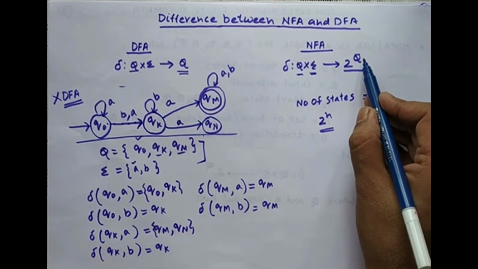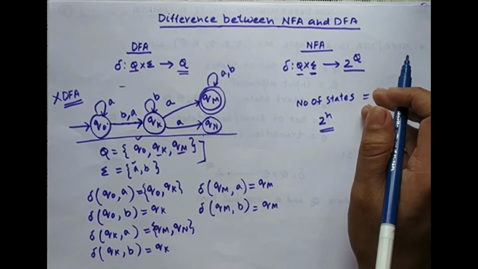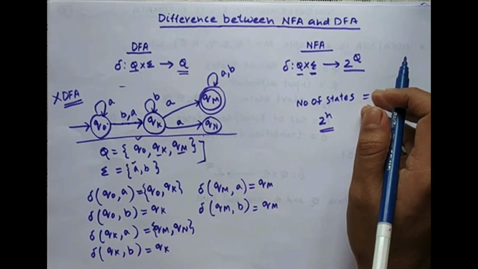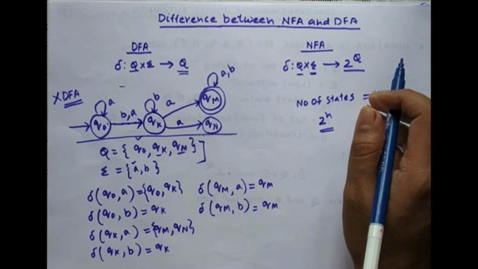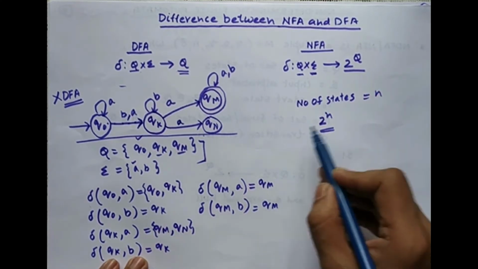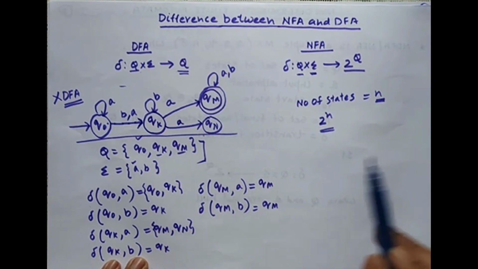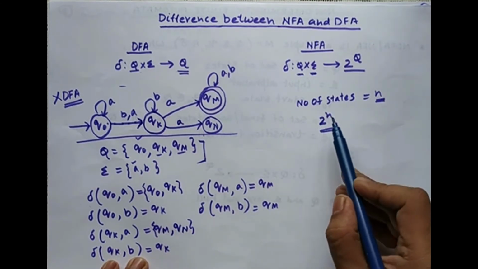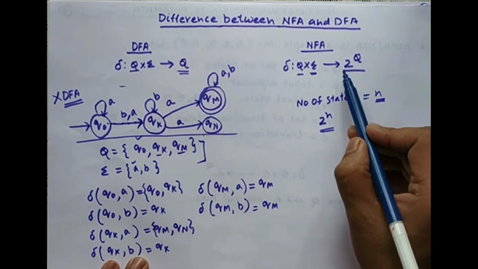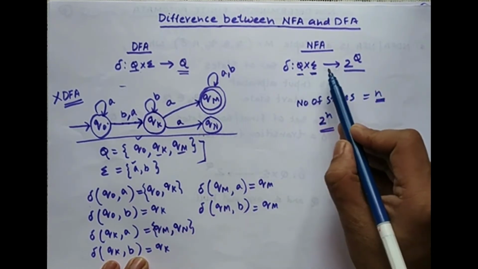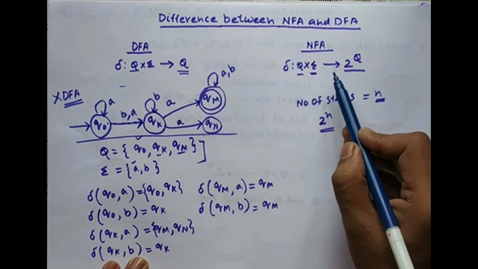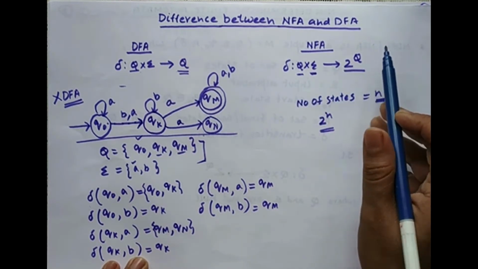If the total number of states in the automaton is Q, then it can make transitions to at most 2 raised to Q states. And that's why I have written this. If the total number of states in an automaton is n, then the number of transitions that can happen is maximum 2 raised to n. So when I write 2 raised to Q here, it does not mean it has to make 2 raised to Q transitions. It means it can make a maximum of 2 raised to Q transitions and not more than that.